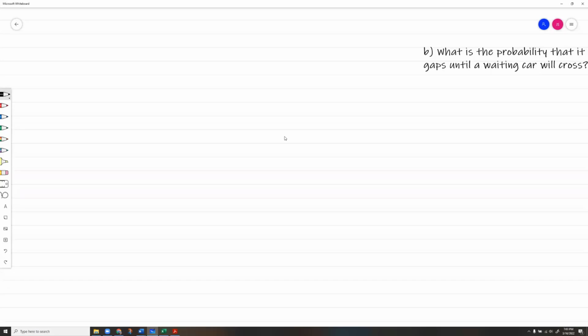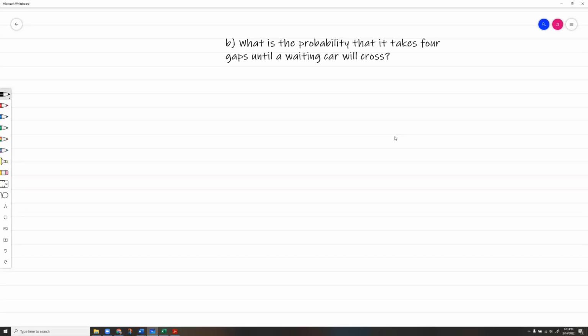Now let's take a look at another question we can ask in this example. And that is, what is the probability that it takes 4 gaps, so essentially 4 cars, and then after the 4th car, until the waiting car will cross. We can write this out by saying this is the probability that the car crosses at the 4th gap. And we know that the gap has to be at least 15 seconds for it to cross.